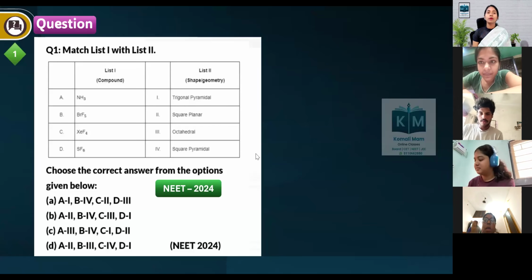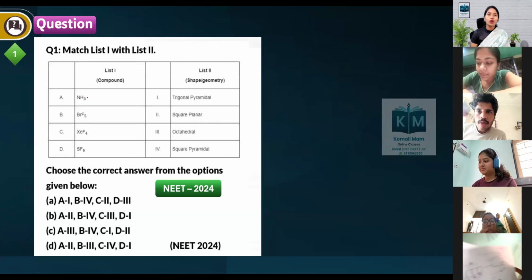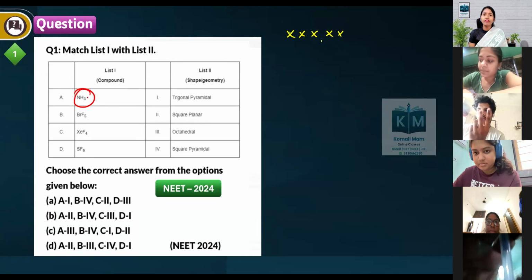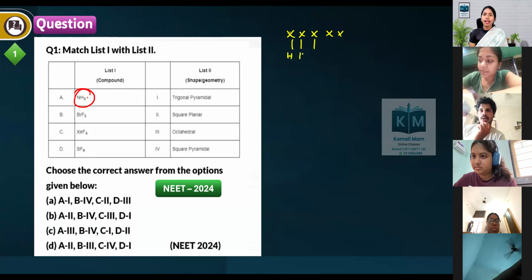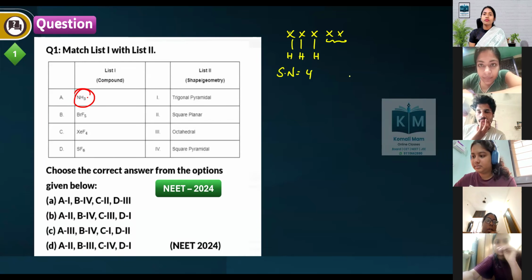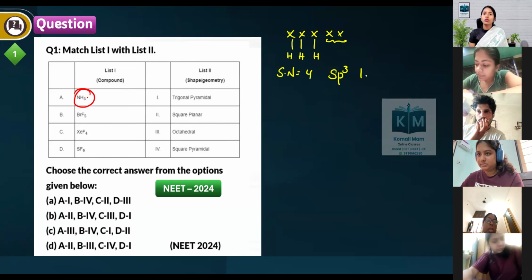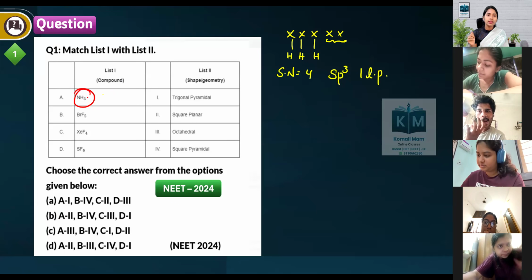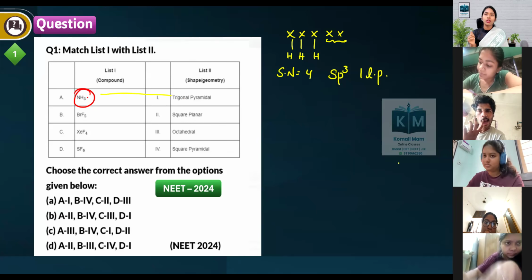Okay. Here is question number 1. NH3, ammonia. What is the shape of ammonia? There are 5 electrons in the valence shell of nitrogen: 1, 2, 3, 4, 5. So 3 combine with hydrogen, and 1 is a lone pair. So steric number is 4. 4 means sp3 hybridization with 1 lone pair. What is the shape? Pyramidal. NH3 is trigonal pyramidal. Simply they can give pyramidal shape.